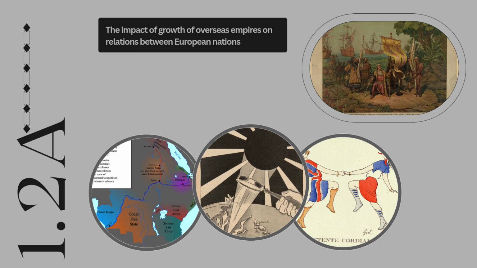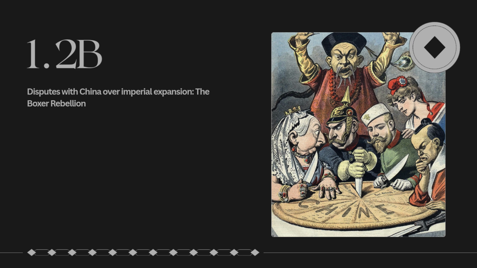Okay, although Europe's main powers avoided direct wars with each other, disputes in places like China, such as the Boxer Rebellion, which we will get into in the next mini section, showed how imperialism created global tensions. So, 1.2b focuses on how imperialism increased global tension, especially in Africa and China.